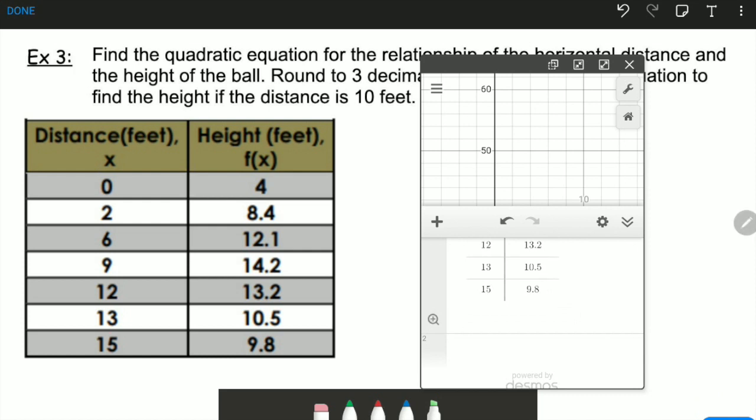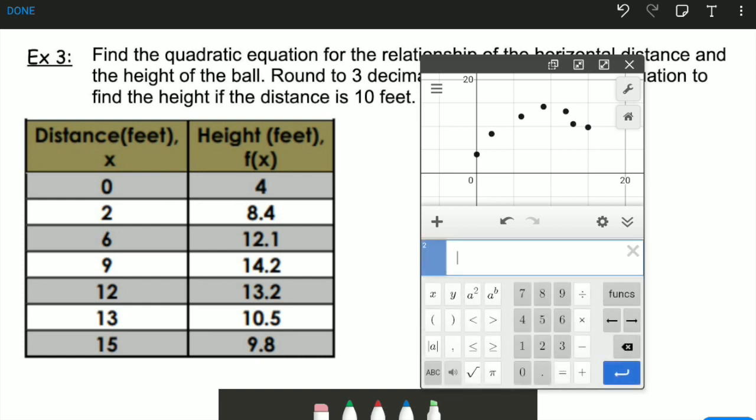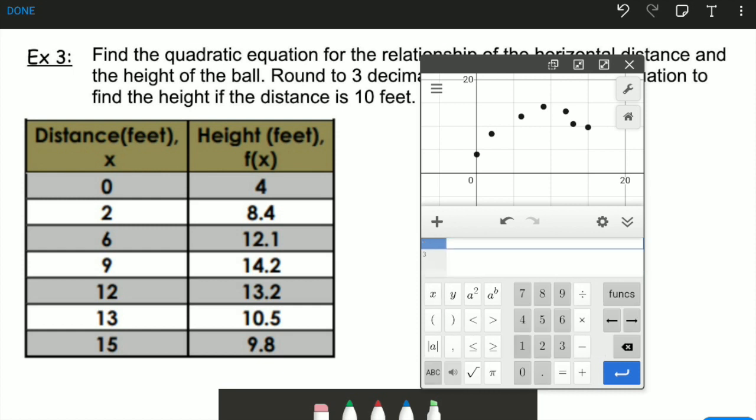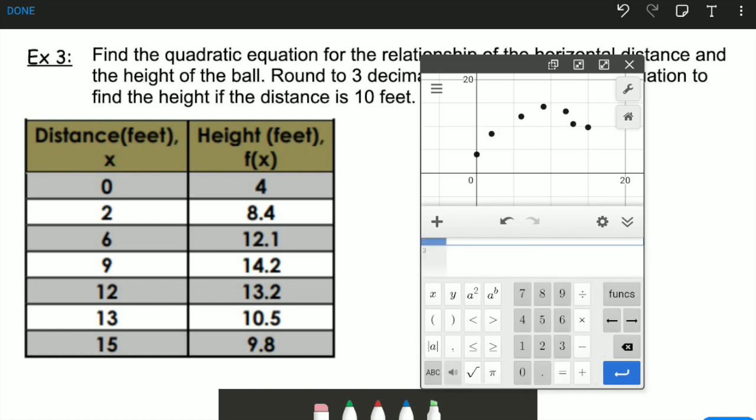So to get a better picture of my graph, I'm going to hit the little magnifying glass. You can see that it does have that quadratic U shape, kind of upside down, but it does have a very nice quadratic U shape. Since we're doing a quadratic model, the model we type in is y1, squiggly, there it is, a x1 followed by the squared plus bx1 plus c.